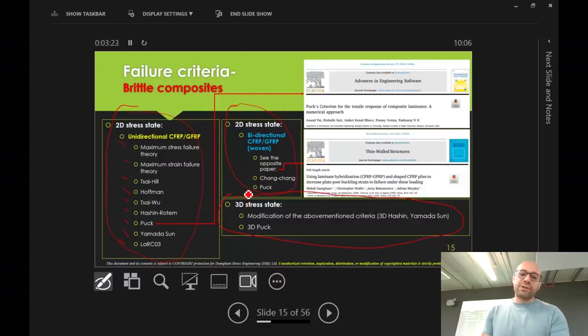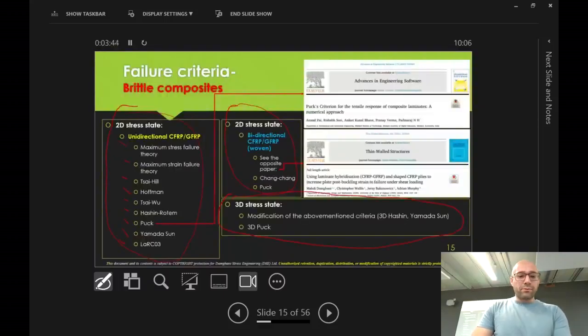That 3D stress state is where you have not only fibers going in the 0 and 90, you also have fibers going through the Z direction, just stitching the whole thing together so that it wouldn't delaminate under impact, or delaminate less under impact.